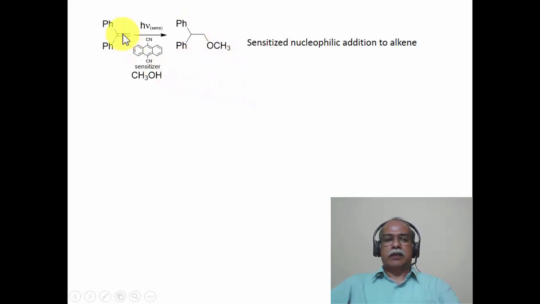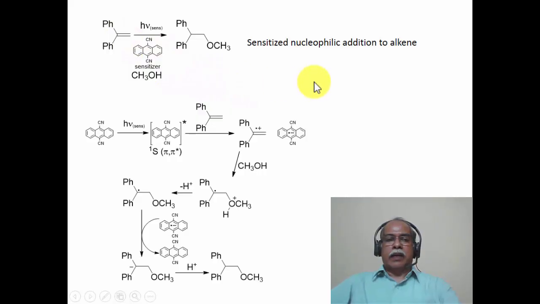Dicyanoanthracene is excited to the higher excited state. The diphenyl ethene is oxidized by the excited state anthracene to produce the corresponding anion radical of the dicyanoanthracene and the cation radical of the diphenyl ethene, which is trapped by methanol, which is a solvent here, to produce this cation radical. Deprotonation gives the radical.